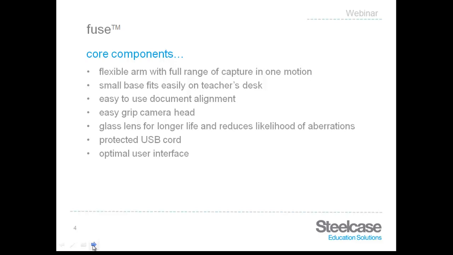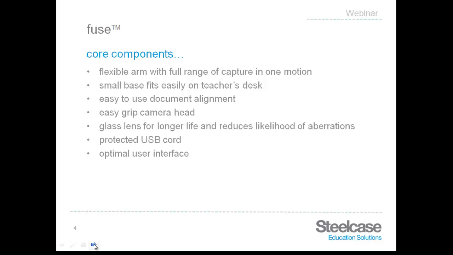The glass lens is going to give you a much longer life and reduce the likelihood of aberrations versus a plastic lens, which you'll find in a lot of digital and document cameras that are in the market. So the glass lens is definitely a benefit.